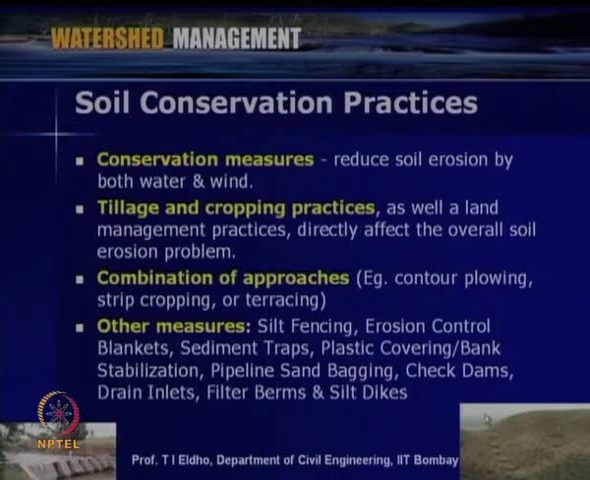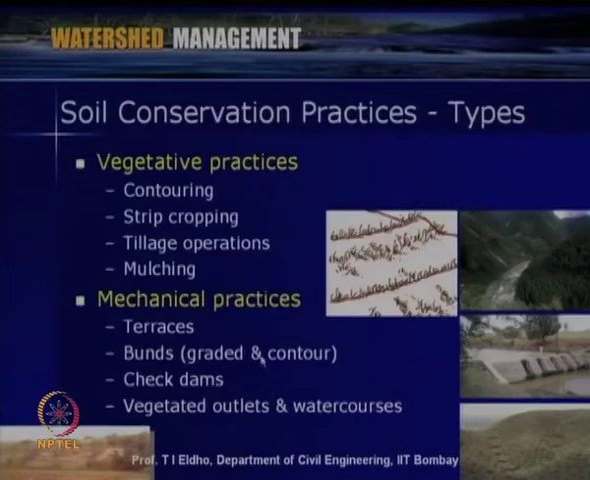Like check dams or contour bunding, or blankets or sediment traps. So, various measures can be introduced to reduce the soil erosion. That is, soil conservation practices depending upon the area, depending upon the conditions available for the concerned watershed, and of course, the resources available, we can go for a particular practice which is suitable for that particular area.